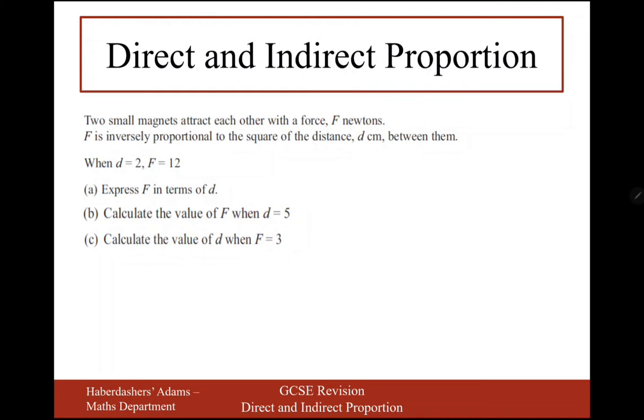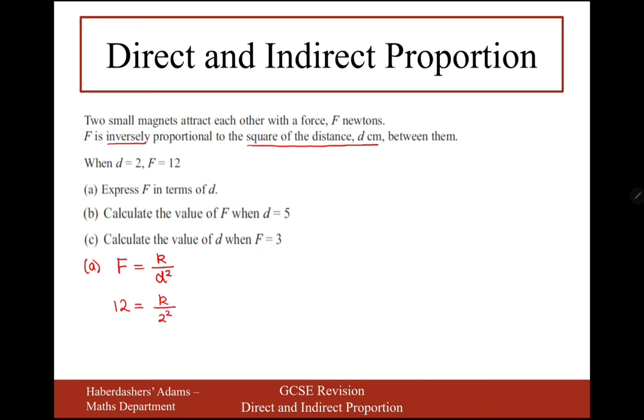Okay, so two small magnets attract each other with a force F newtons. F is inversely proportional to the square of the distance, D, between them. So let's start making this formula. So it says F is inversely, so I create a fraction, proportional, so I introduce the scale factor K, and then the square of the distance, D, so that's going to be D squared. Let's work out the constant of the scale factor, so substituting the values, 12 equals k over 2 squared.